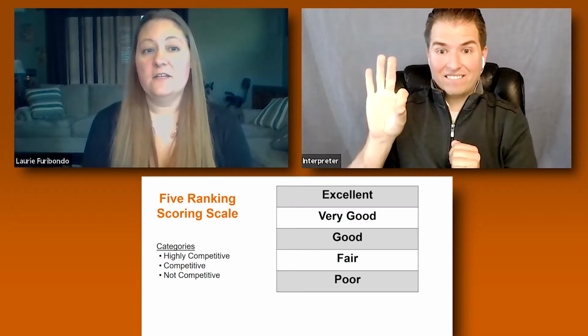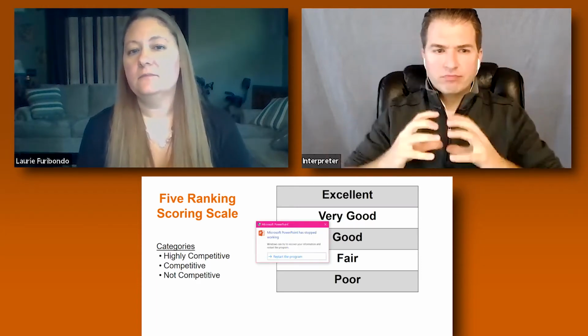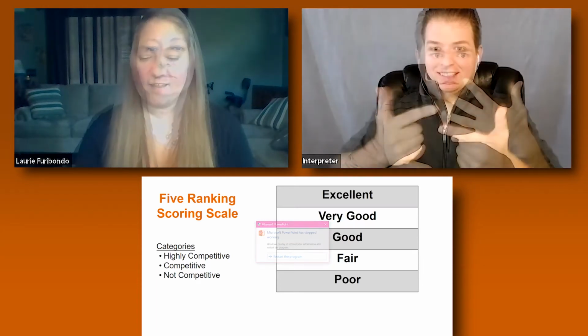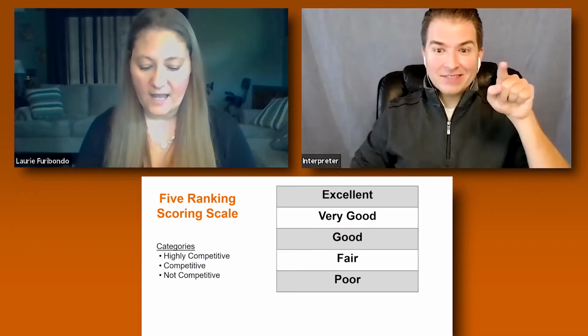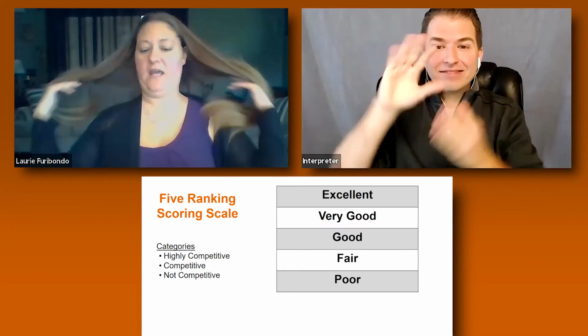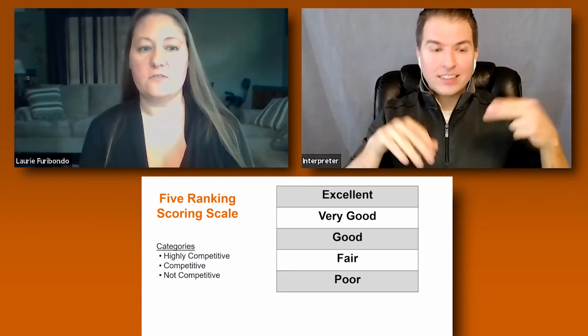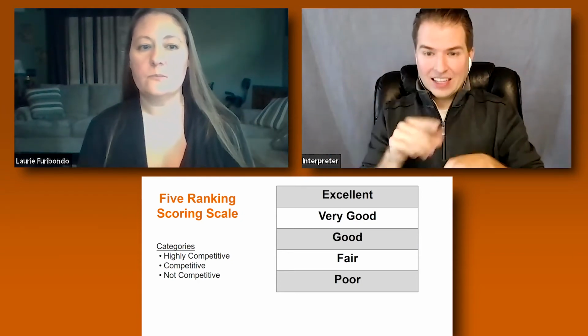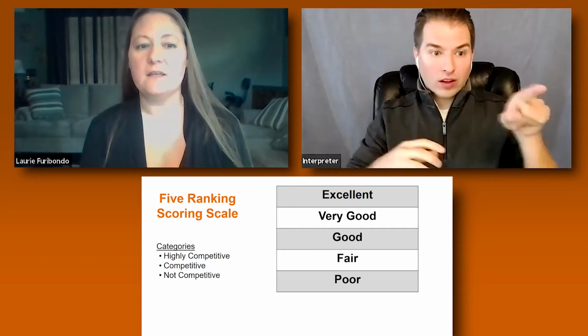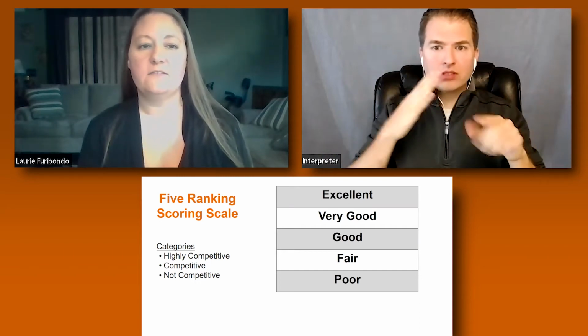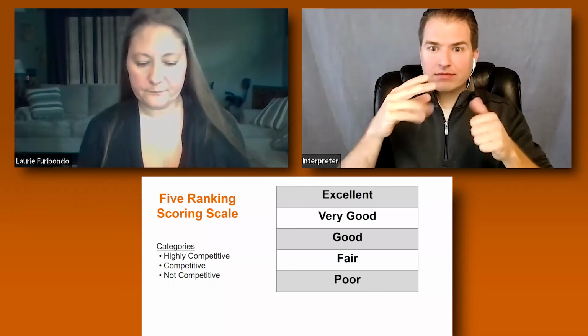NSF has a 5 ranking score scale. So here's the scoring for NSF. Once your applications are scored based on the scale, they're divided into 3 categories, which are self-explanatory: highly competitive, competitive, and not competitive.